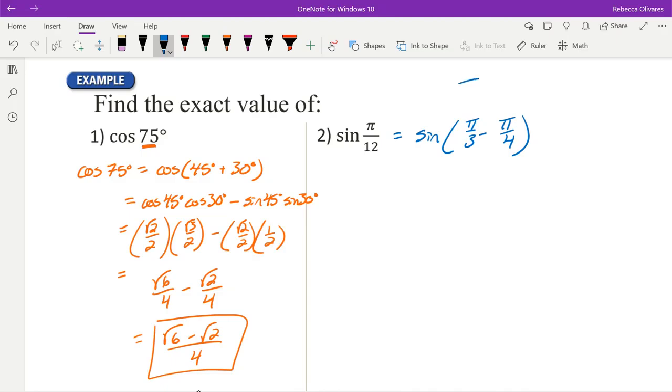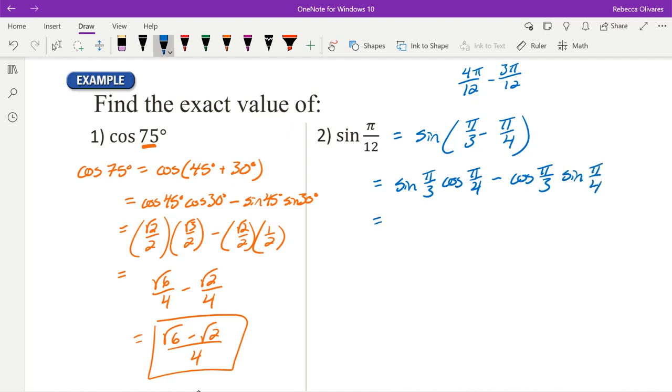So again, to prove that, if I put everything over 12, pi over 3 is 4 pi over 12, and then pi over 4 is 3 pi over 12. So you can see if you subtract those, you're going to get pi over 12. Using the sine difference identity, that's going to be the sine of the first angle, pi over 3, times cosine of the second angle, pi over 4, minus cosine of the first angle, pi over 3, times the sine of the second angle, pi over 4.